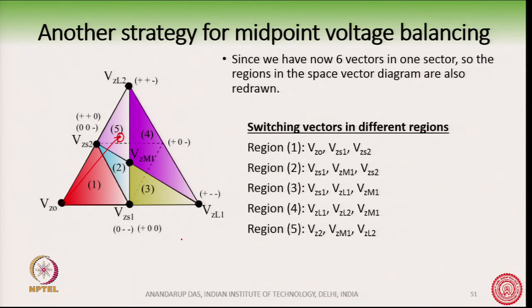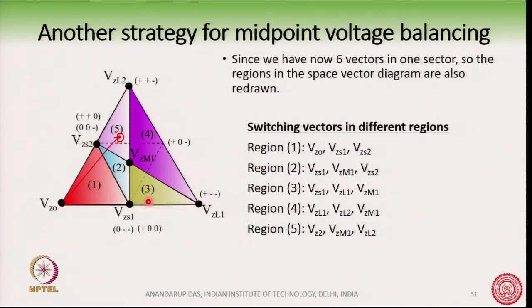So, in the presence of these virtual vectors, we are now redefining the sector with 5 regions instead of 4 regions earlier. And what are these regions? You can see the boundaries of these regions shown in the diagram. In region 1, for example, the enclosing vectors are Vz0, Vzs1, Vzs2 like this.